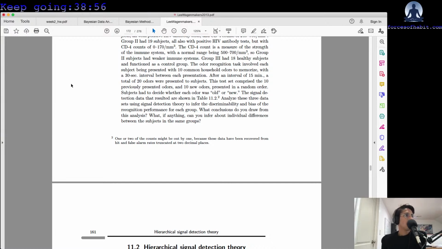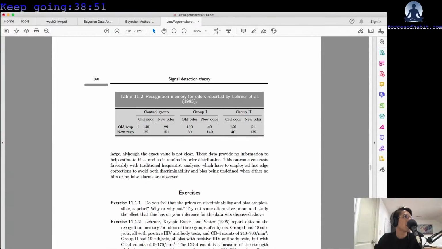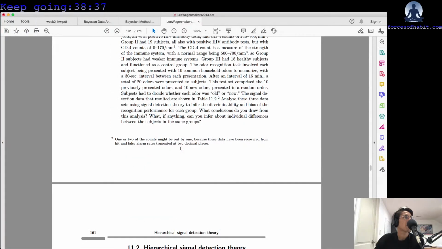Signal detection data results in 12.2. Here, where these are hits, correct rejections, and then the other terms. Analyze these 3 sets using signal detection theory to infer the discriminability and bias of the recognition performance for each group. What conclusions do you draw from the analysis, if anything? What can you infer about individual differences between subjects in the same group?